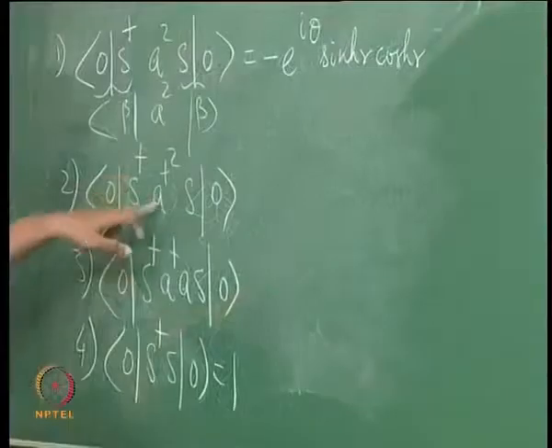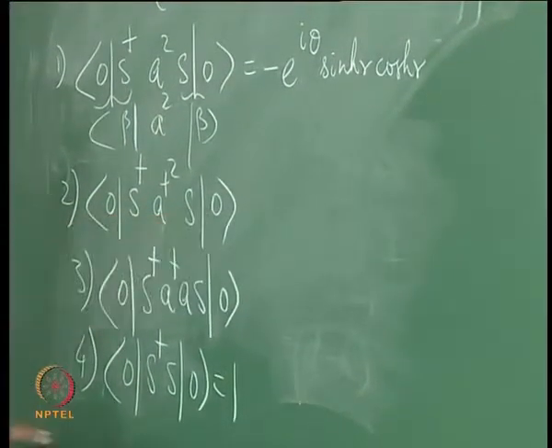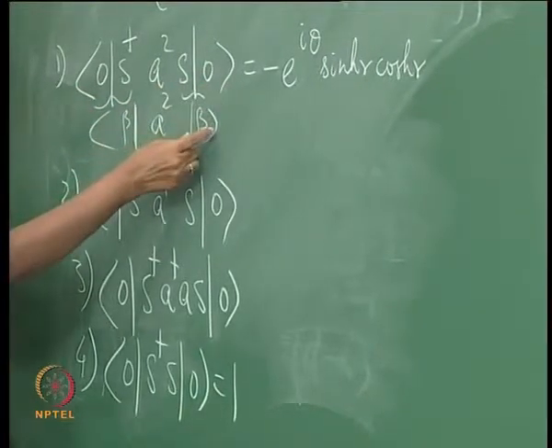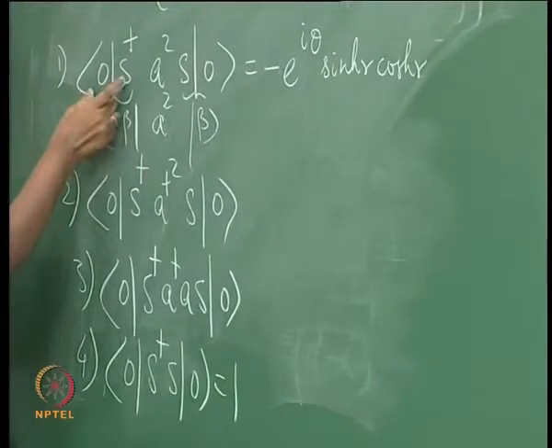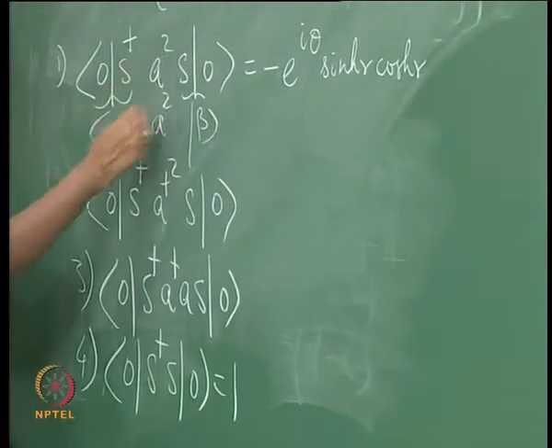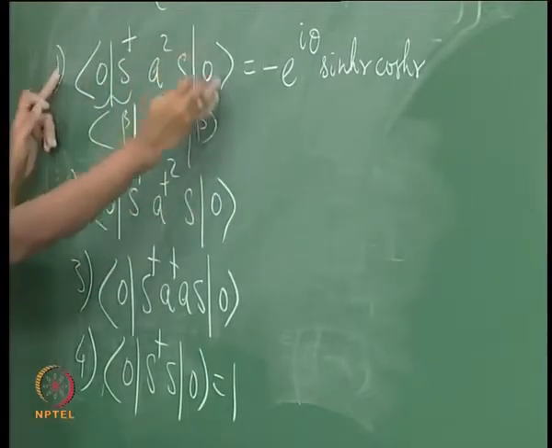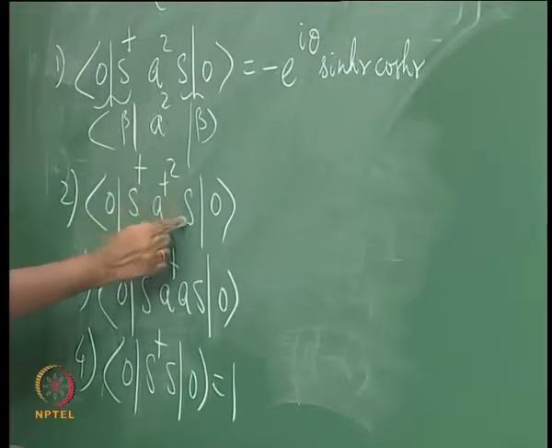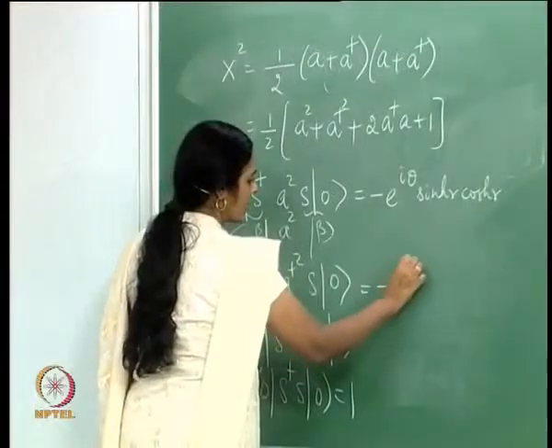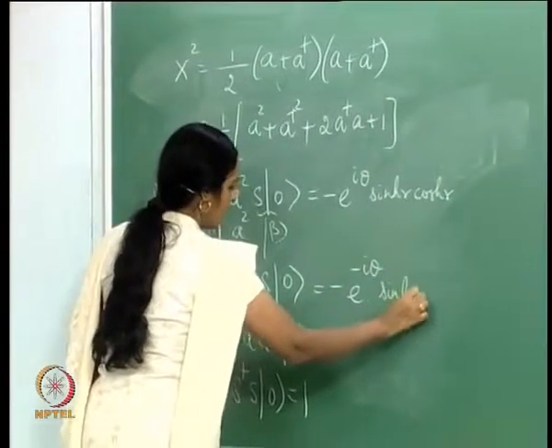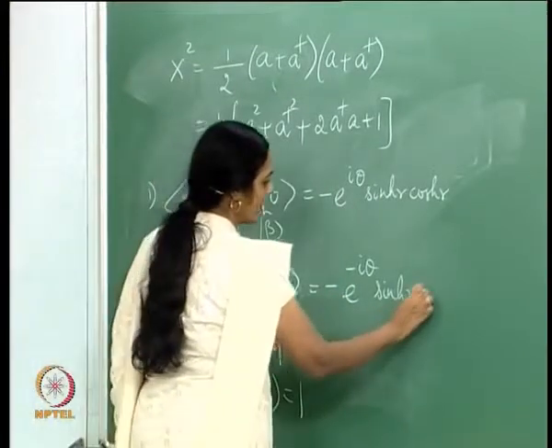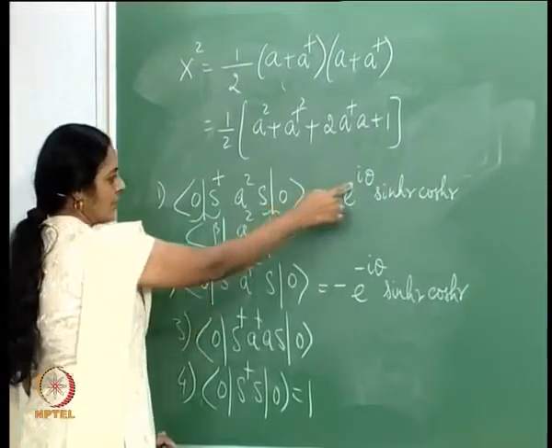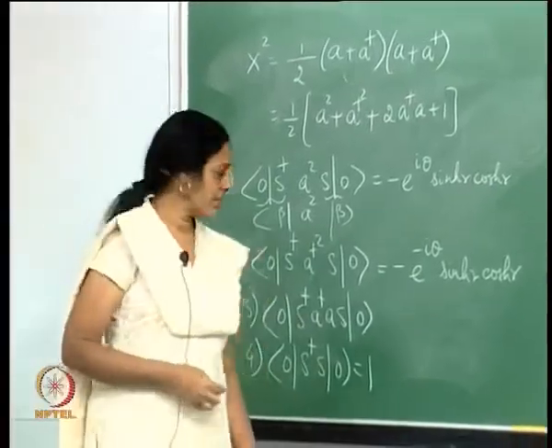I need to now find out A dagger squared. Now, suppose I took the dagger of this object, ket beta would become bra beta, bra beta would become ket beta, and A squared would become A dagger squared. So, I simply need to take the dagger of this object in order to find out what is bra 0 S dagger A dagger squared S ket 0, and therefore, I get the answer in this case to be minus e to the minus i theta sin hr cos hr. The difference is out here, where I had e to the i theta in the first case, I have e to the minus i theta in the second case.